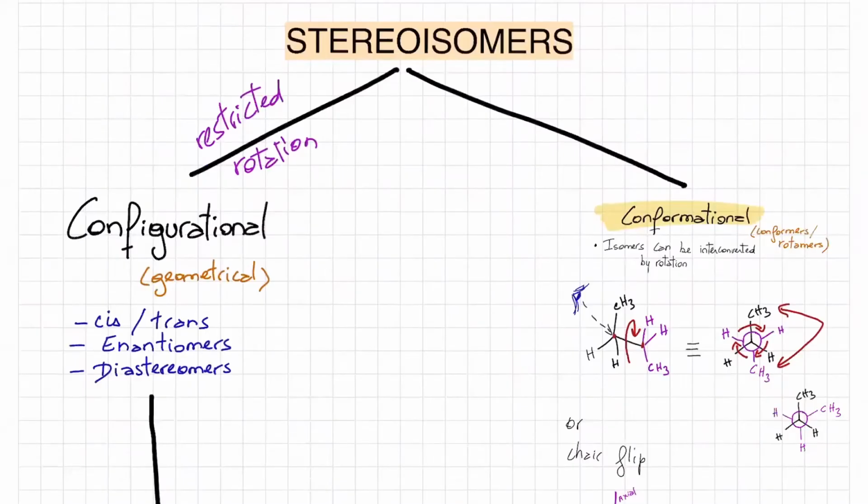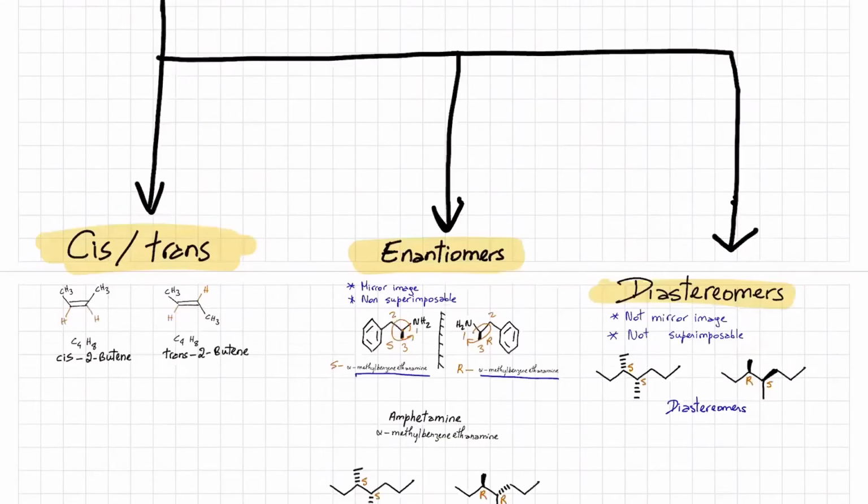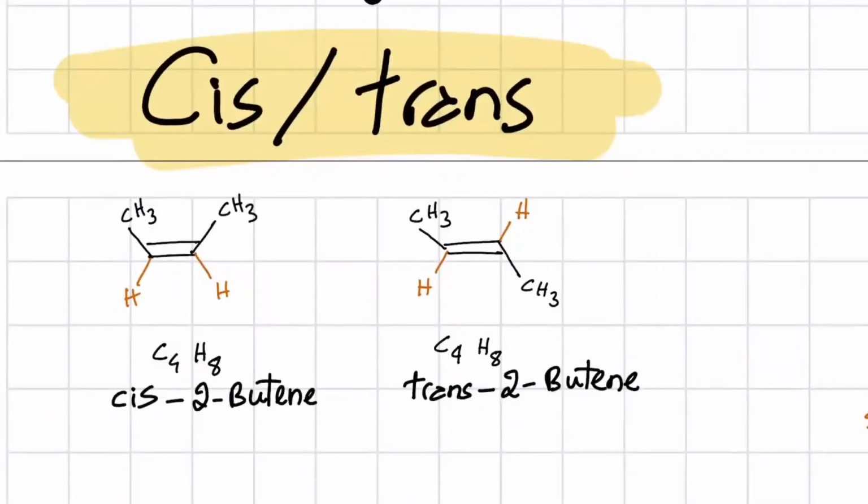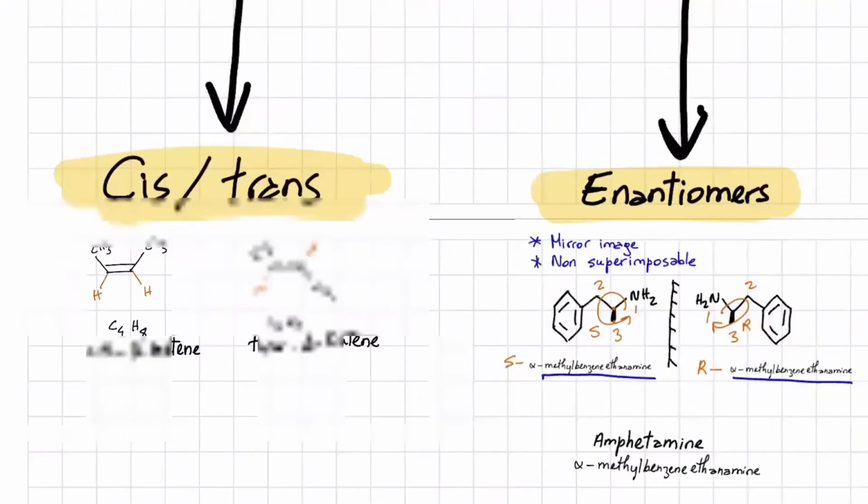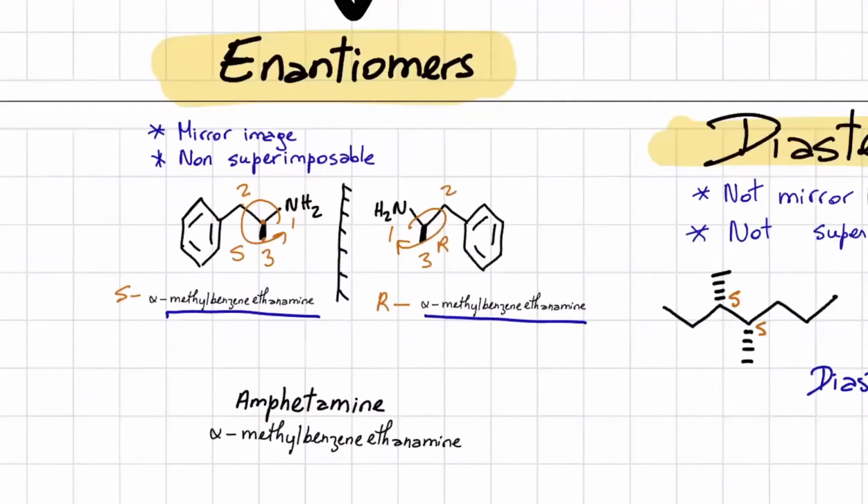But in the case of conformational isomers, you will be able to rotate a sigma bond to interconvert it, and we'll talk about it soon. But now, since we already talked about cis and trans, let's continue our discussion about the configurational isomers that have restricted rotation, where you cannot interconvert them between molecules. So now we will talk about the other type of stereoisomers, which are the enantiomers.